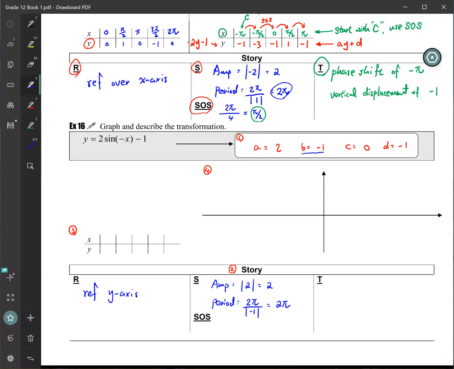Okay, next one, size of space. Cindy? Pi over 2. Pi over 2, very good. So we take 2 pi divided by 4, which is pi over 2. When you have no change in period, that means your size of space is the regular one. Now there's no phase shift, right? C is 0, so you can say no phase shift.